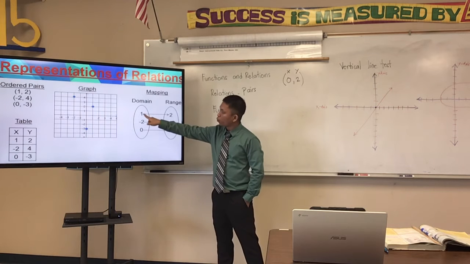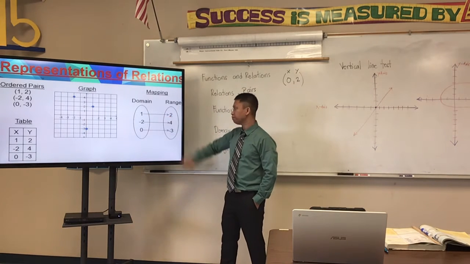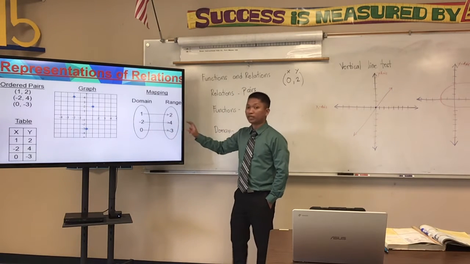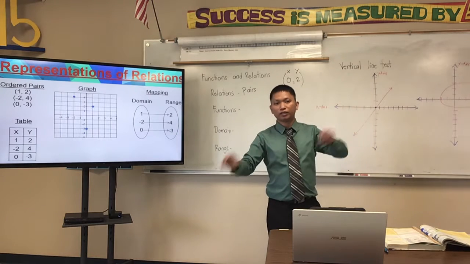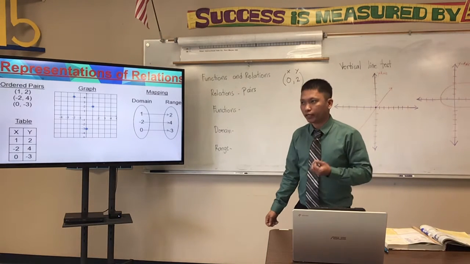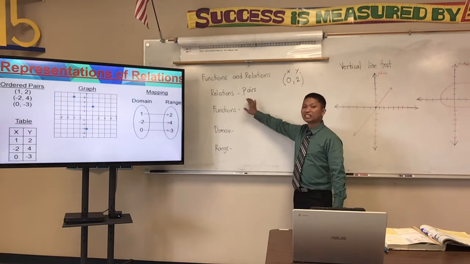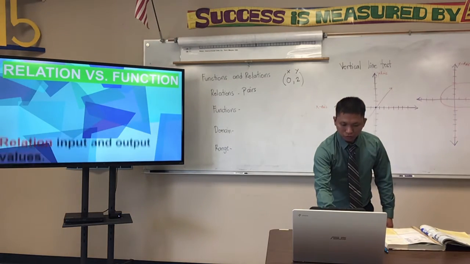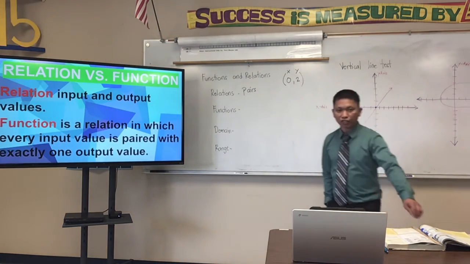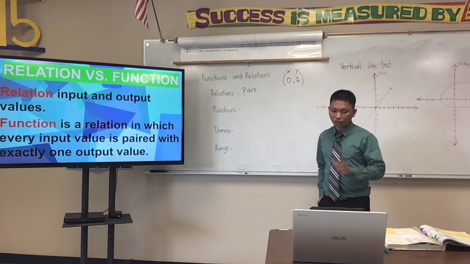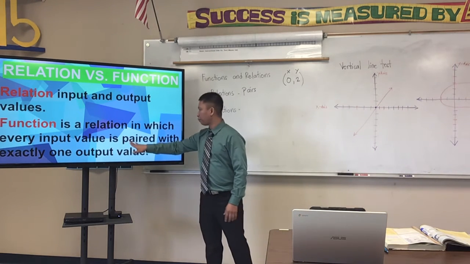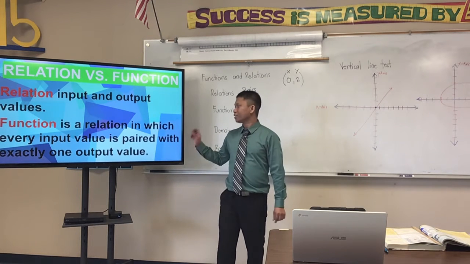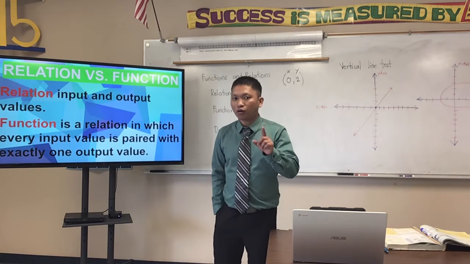For example, here 1 corresponds to 2, -2 corresponds to 4, 0 corresponds to -3. So there is a one-to-one correspondence between the coordinates or the pairs that we have. So that is relations. We also have functions. A function is a relation in which every input is paired with exactly one output value. Again, it is paired with exactly one output value.